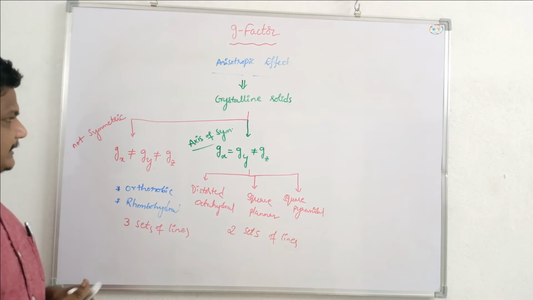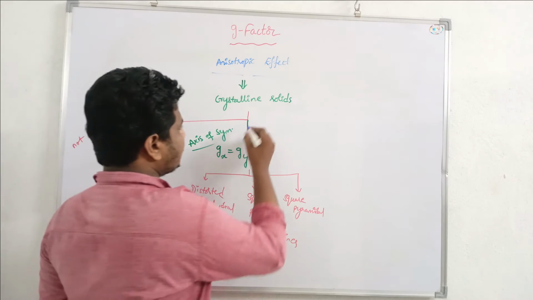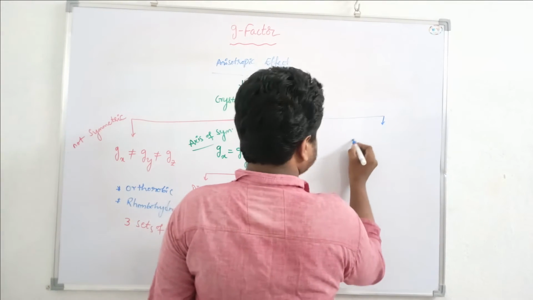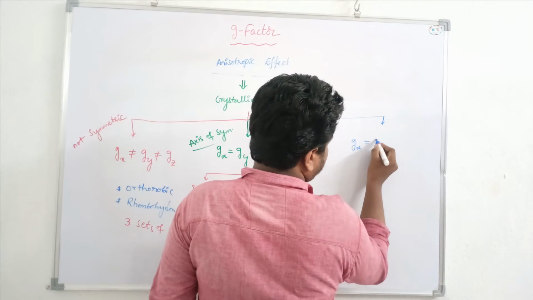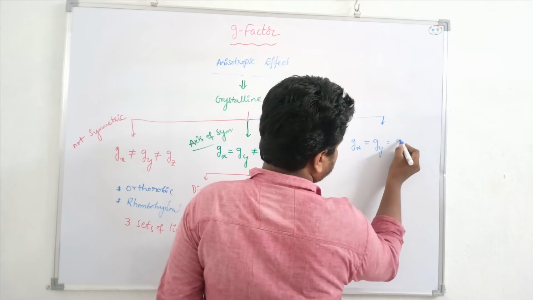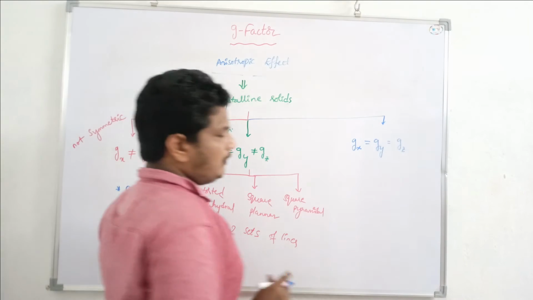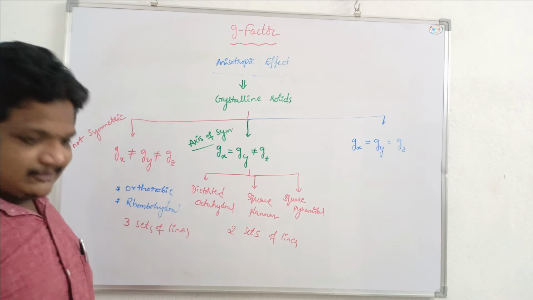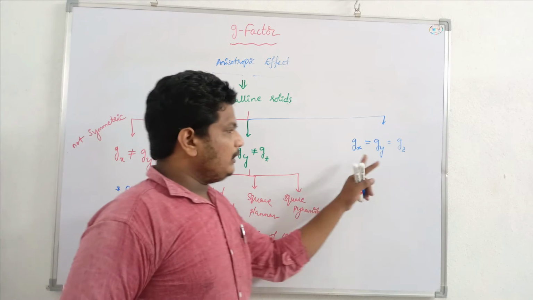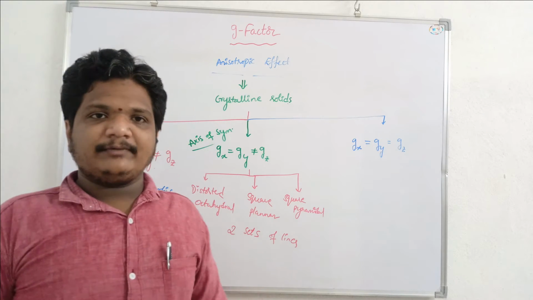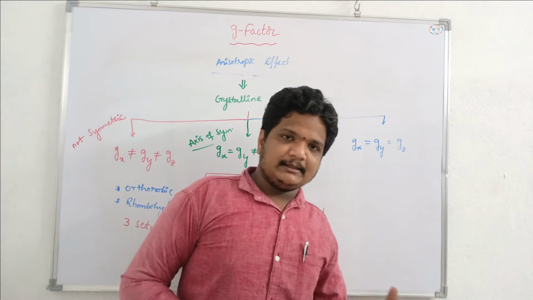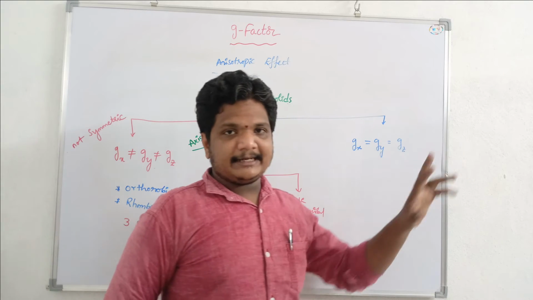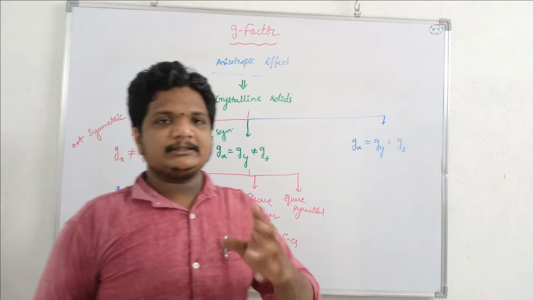Okay, so the next case is cubic symmetric molecules. In that case, gx is equal to gy is equal to gz. So along all the directions we have similar electron density. That's why we have only one kind of g value for gx, gy and gz. Along the x-axis, y-axis and z-axis we have a similar electronic distribution.